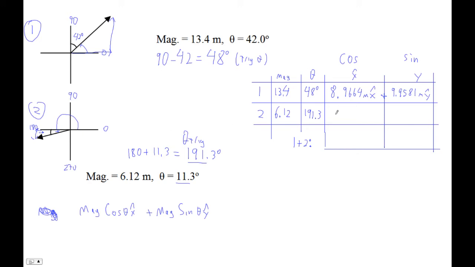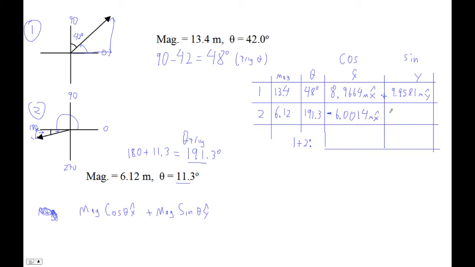Let's just try it. So 6.12 cos, I'm just typing cos, 191.3, 6.12 sine. Okay, here we go. So this is negative 6.001001. Gotta pick the right number. I guess I'm rounding this to 4. Okay, and that's meters in the x direction.